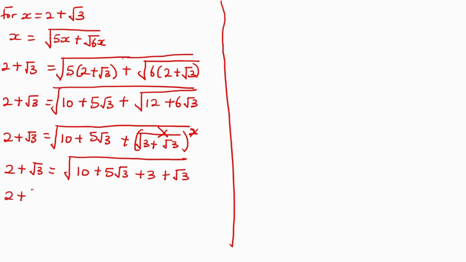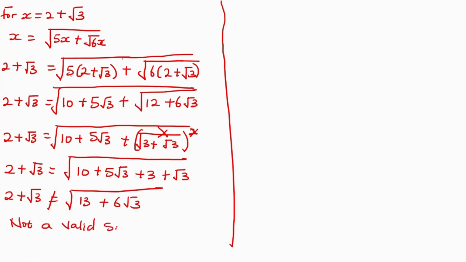So 2 plus the square root of 3 is equal to the square root of 10 plus 3 is 13 plus 5 plus 1 will give us 6 root 3. Now as we can see that this is not equal to this. So this is not a valid solution. So let's go on to the last one, which is 4. x equals 2 minus the root of 3.